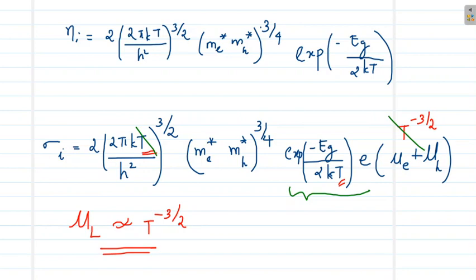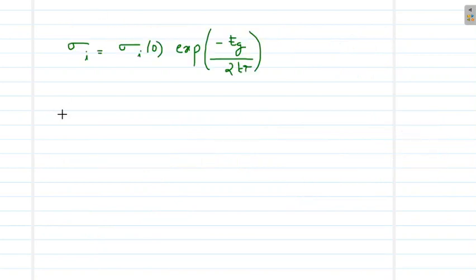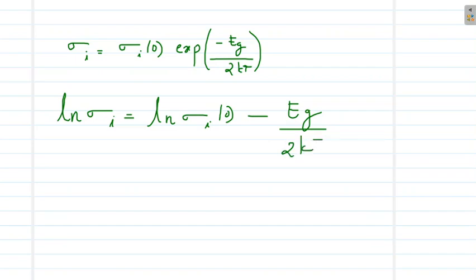Now, taking logarithms on both sides, I can rewrite this equation as ln sigma_i equals ln sigma_i0 plus the logarithm of the exponential factor, which is simply minus Eg by 2kT. So this term is practically independent of temperature. And from this equation, you can see that when T tends to infinity, this term reduces to 0. In that case, sigma_i will tend to sigma_i0. So this equation actually gives you the dependence of conductivity on temperature.